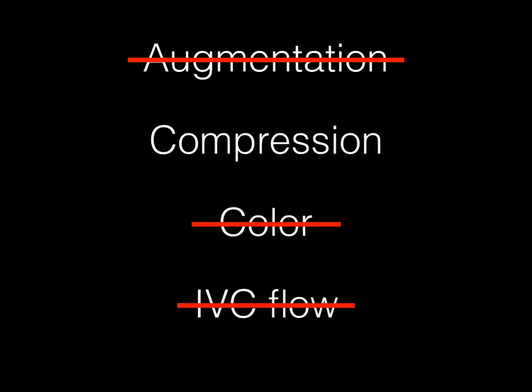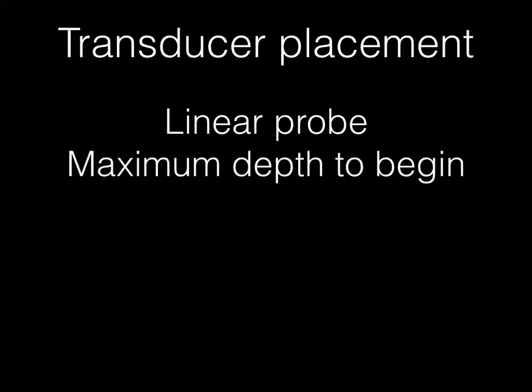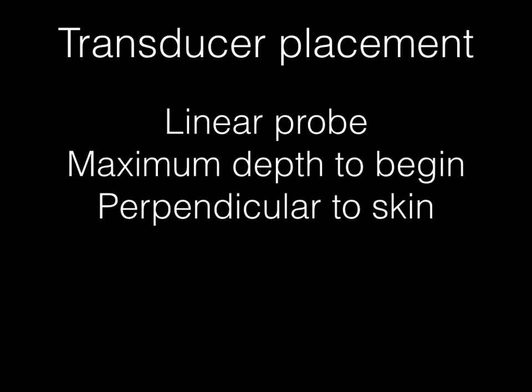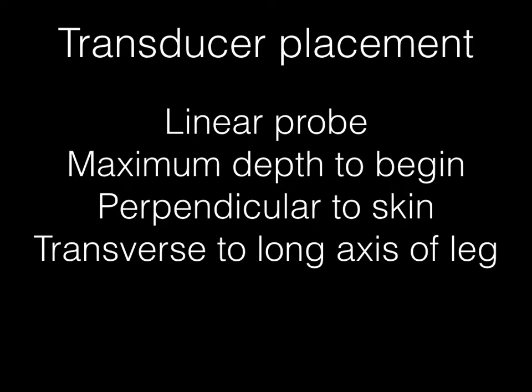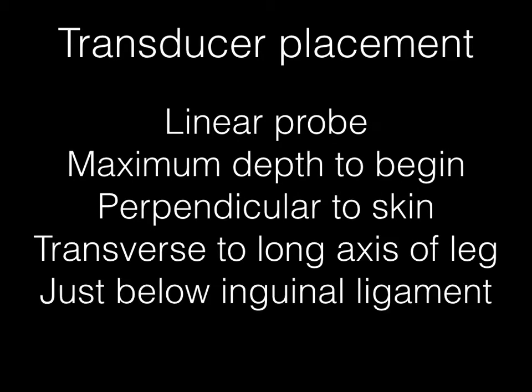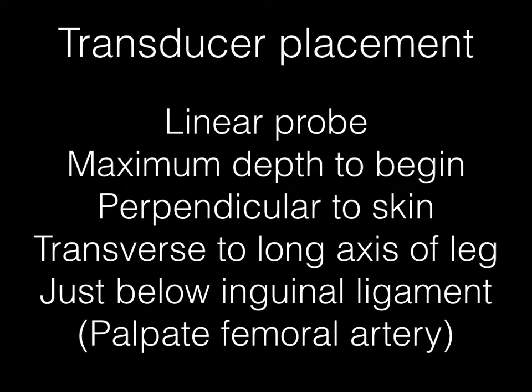So let's think that we're starting right up there in the groin. Well, if we think about our transducer placement, we're going to be using the linear probe. Let's begin by having it sit at the maximum depth. Let's keep it perpendicular to the skin. And we're going to try to keep it transverse to the long axis of the leg. And we're starting just below the inguinal ligament. This means that you might need to move a pannus if you're trying to get right up there. And if you still can't find where you're going, feel free to palpate for the femoral artery and start with your probe right over there.